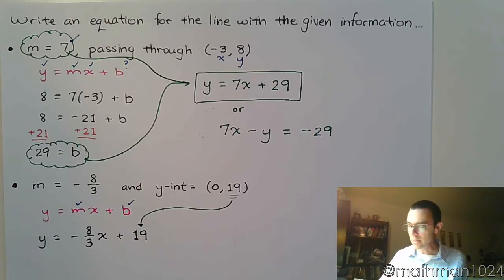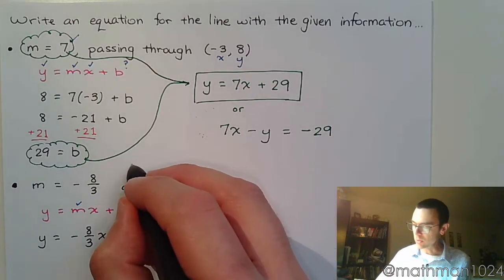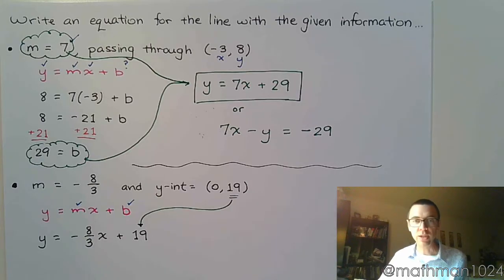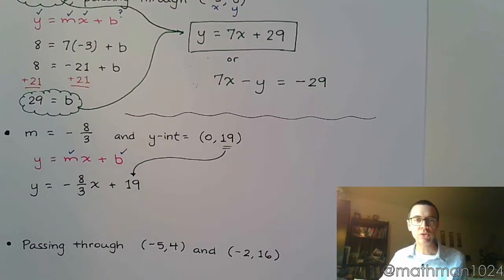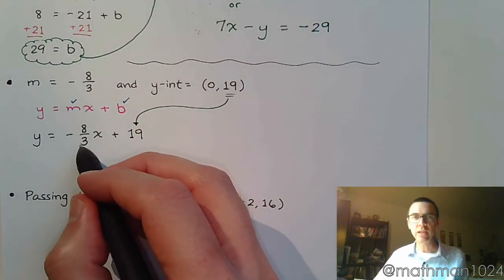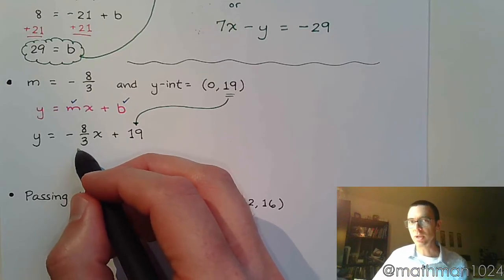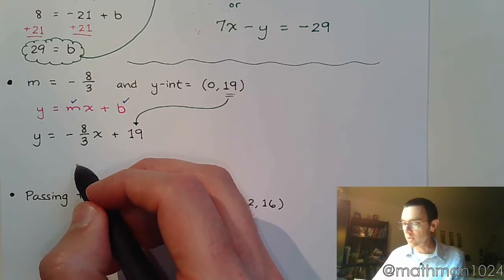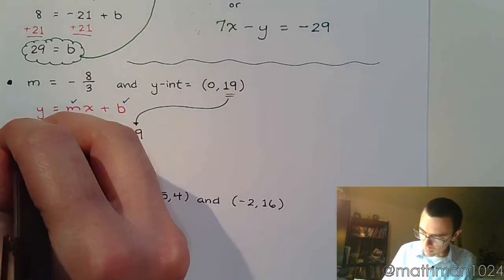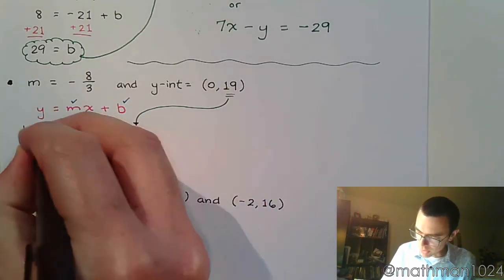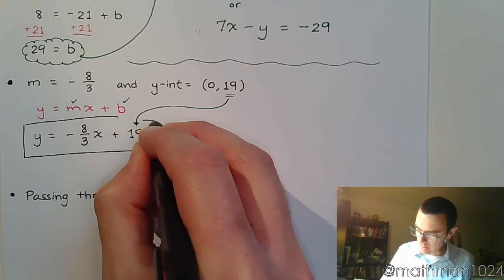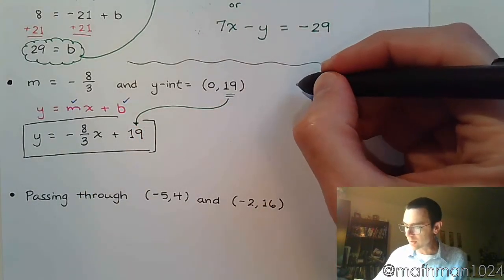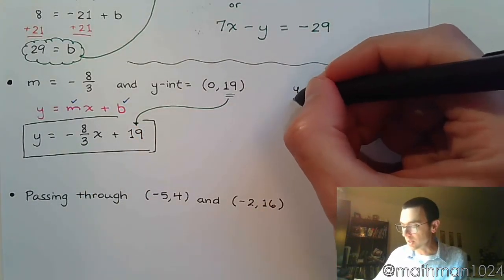Now, if you want to take this and convert it into standard form, that is just a matter of taking this and getting all the x's and y's on the same side and clearing out the fractions. So, please understand that this right here would be good enough for me. Let's go over here to the side and try to convert this to standard form.